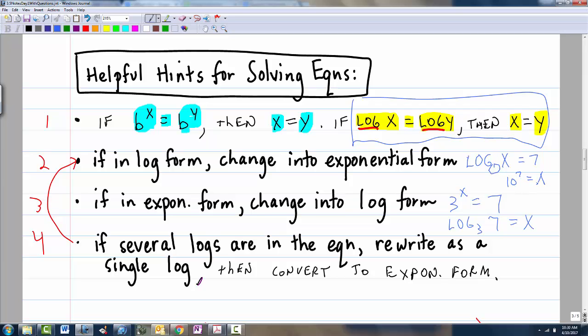Well, guess what? You got x. And actually 10 to the 7th is a 1 with 7 zeros, so you could get that answer without any calculator. All right? That's what that one means.